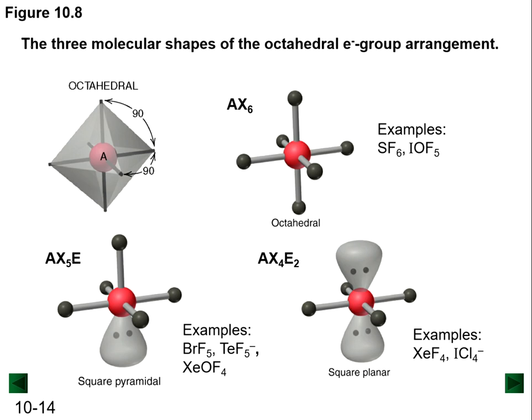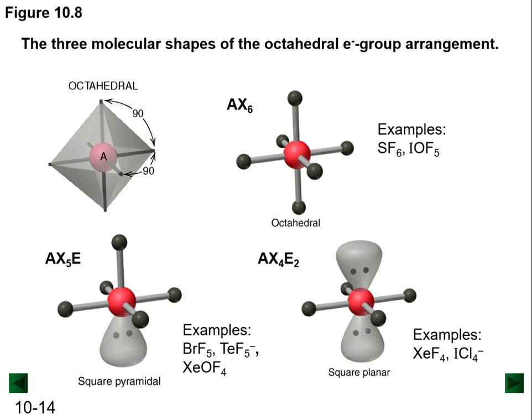If one of the electron groups is a lone pair, it can go to any of the 6 positions because they're all at 90 degrees. They're all identical. So we pick one and we put it on the bottom here, and then we see that the remaining structure is what we call a square pyramid. It's square pyramidal. And here are the examples like bromine pentafluoride.